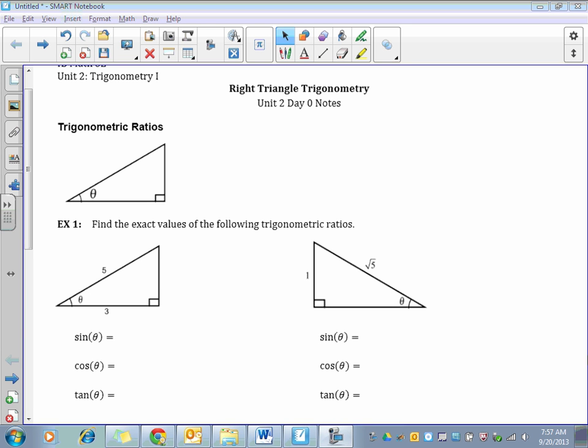Hi, and welcome to our discussion of right triangle trigonometry. This should be a review of stuff that you have learned previously. We're going to start by defining the trigonometric ratios.